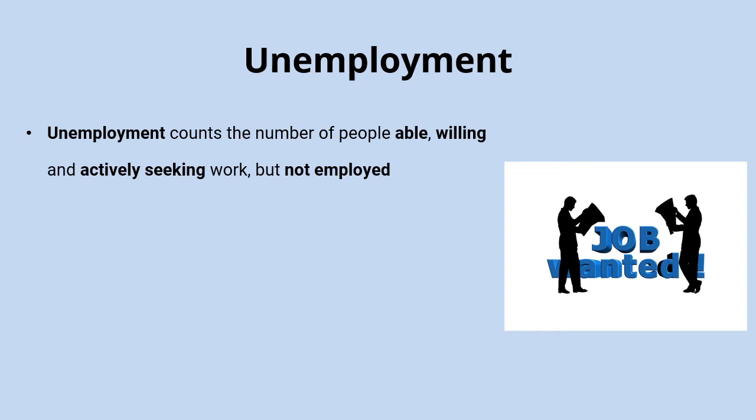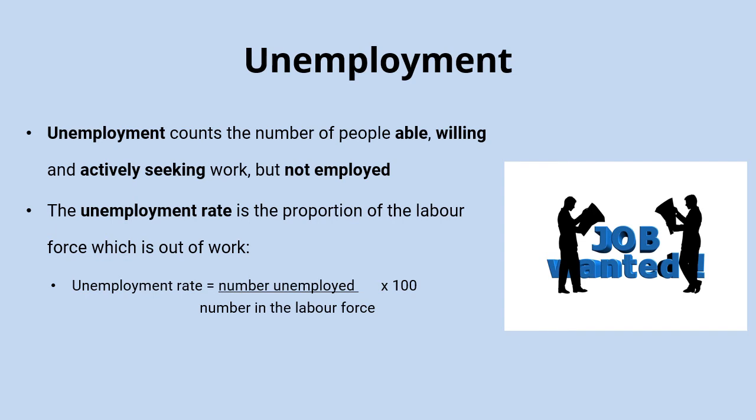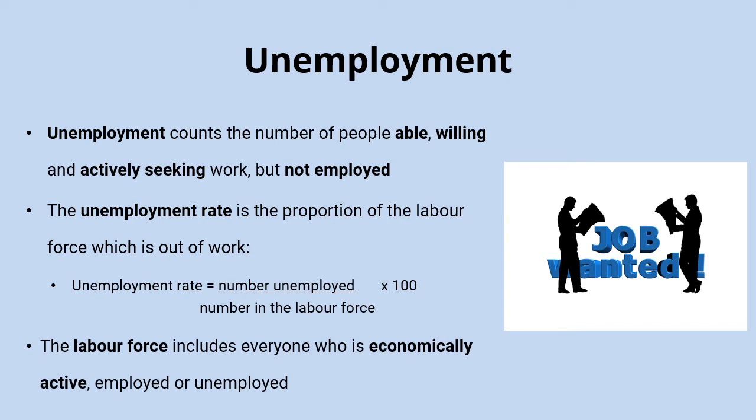Now, we usually look at unemployment as a percentage, and with this we're looking at the unemployment rate, and so that's the proportion of the labour force which is out of work, and that's calculated by the number of people who are unemployed divided by the total number of people in the labour force multiplied by 100. And when we talk about the labour force, we're looking at everyone who's economically active, so that's everyone who's employed plus everyone who's unemployed.